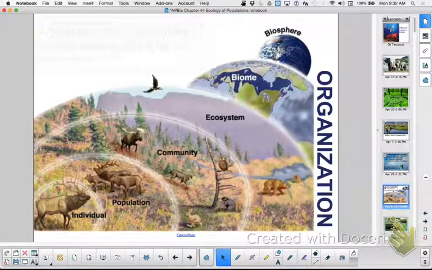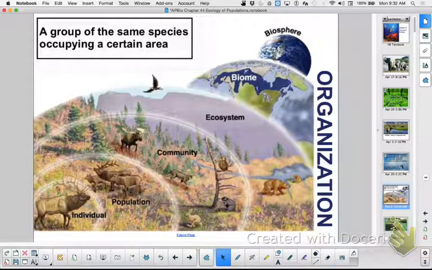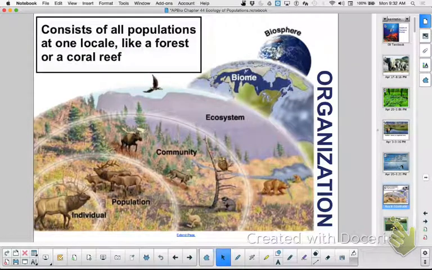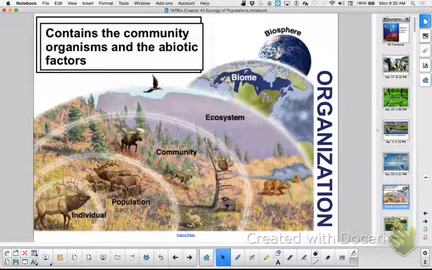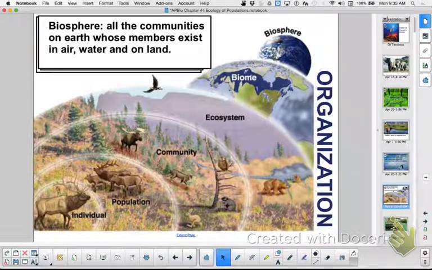Okay, now this we know. So we'll just ping pong back and forth. So here's our individual, and then Slate, this is you. Go ahead, I think. Go ahead, Slate. Population. And then Blue, go ahead, community. Switch. And then finish out your ecological levels in your notes too.